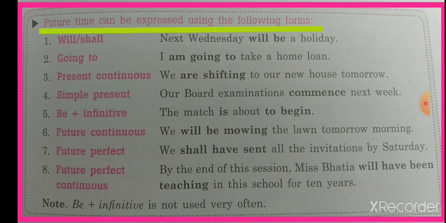These are the ways to express future time in a sentence. So future time can be expressed using these 8 forms. First one is will or shall. That is simple future tense. In simple future tense, we express the future time by using will or shall. Second one is going to. Third one is present continuous. Fourth one is simple present tense. Fifth one is be plus infinitive.